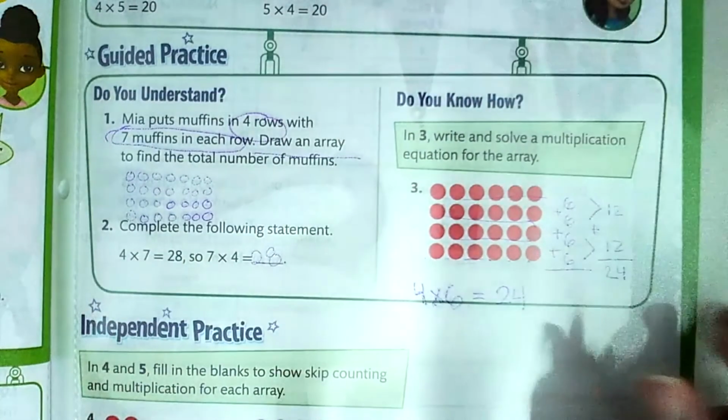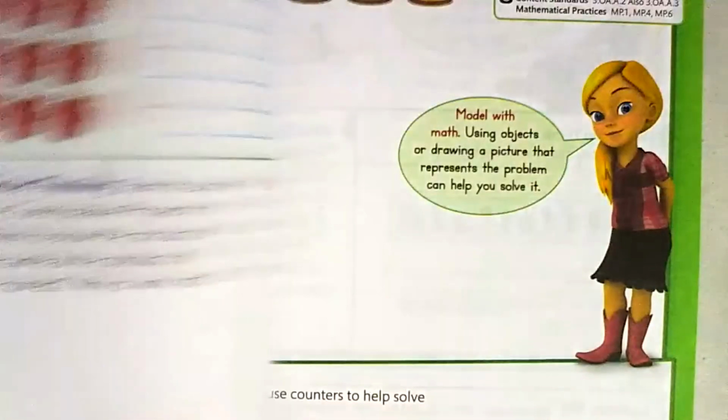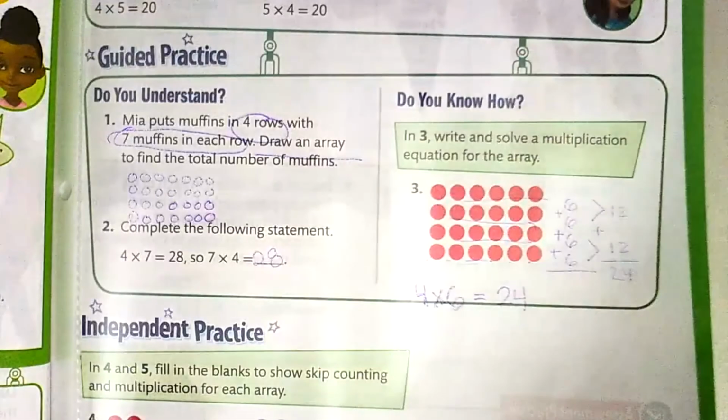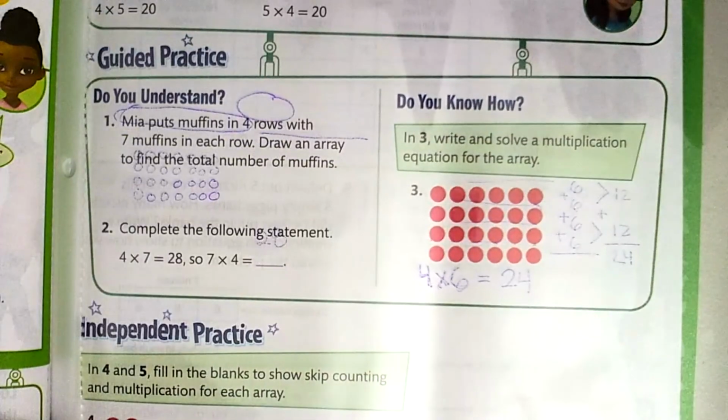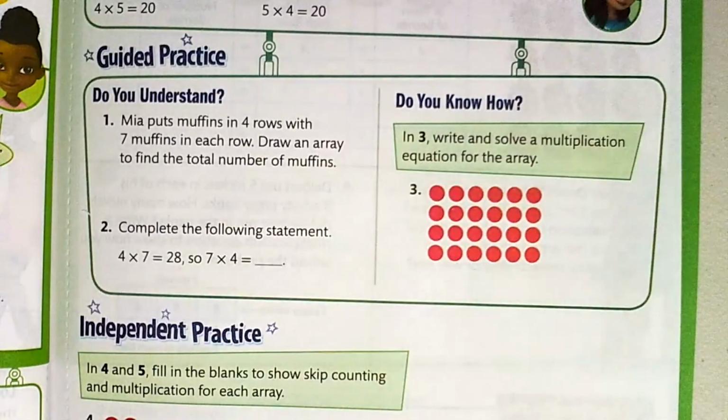All right, now for the independent practice, and this goes through question number 11 on the back side of this page. That's going to be your assignment. Please make sure you do your work neatly and carefully. If you have any questions, let me know.